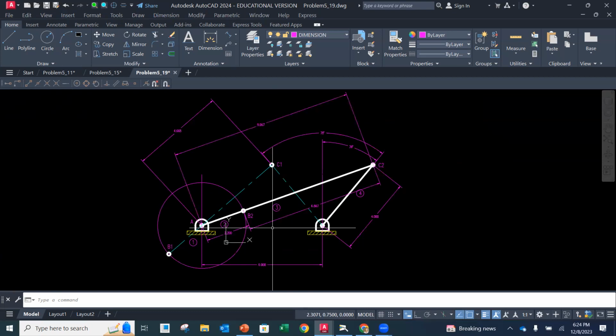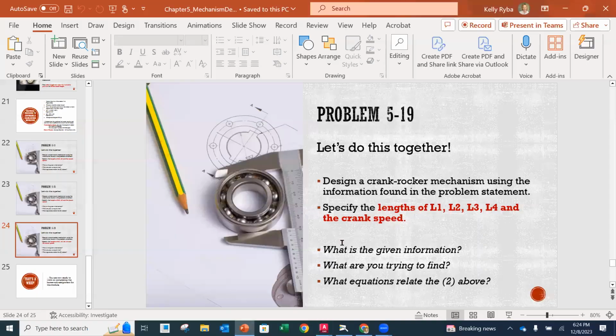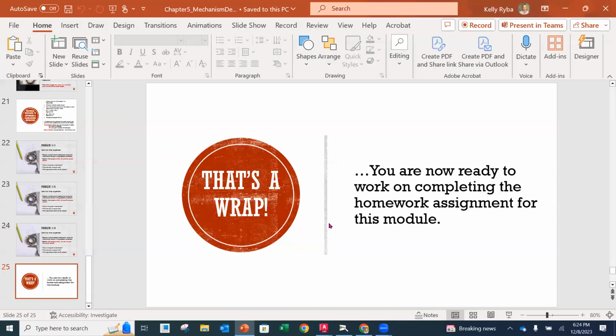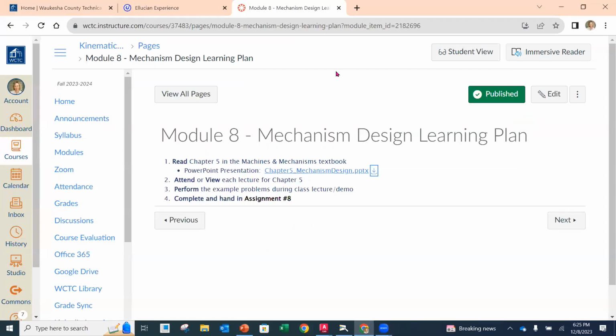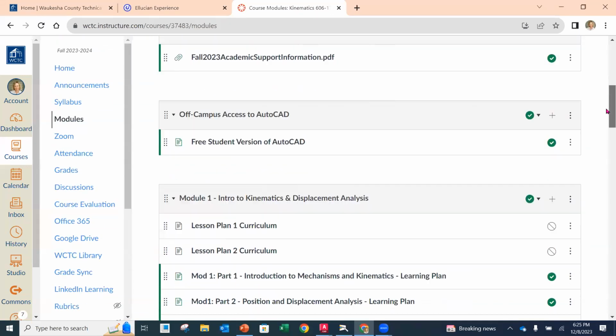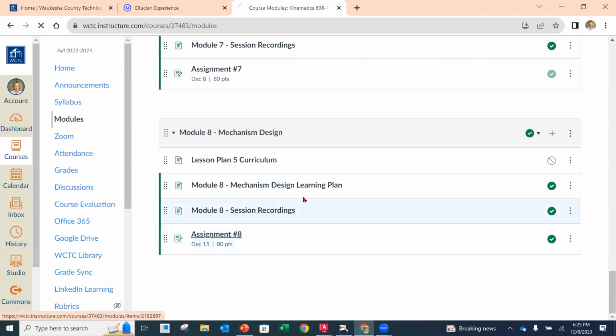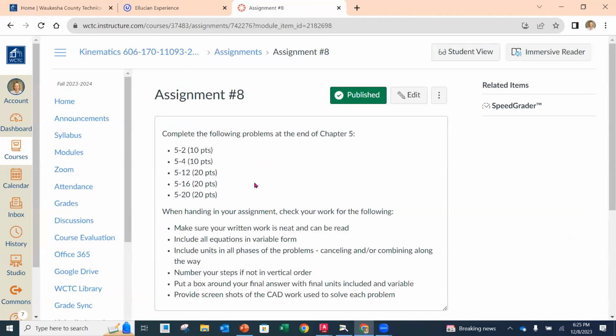Okay. So let's take a look. You are now ready. If we look at our PowerPoint presentation, you'll notice that the last one says it's a wrap. You now are ready to work to complete all of the homework. So let's take a look at the homework assignment. Oopsie. Too many things down here. So I'm going to go back to module number 8. I'm going to go to assignment number 8. And at the end there, we've got 5.2, 5.4.